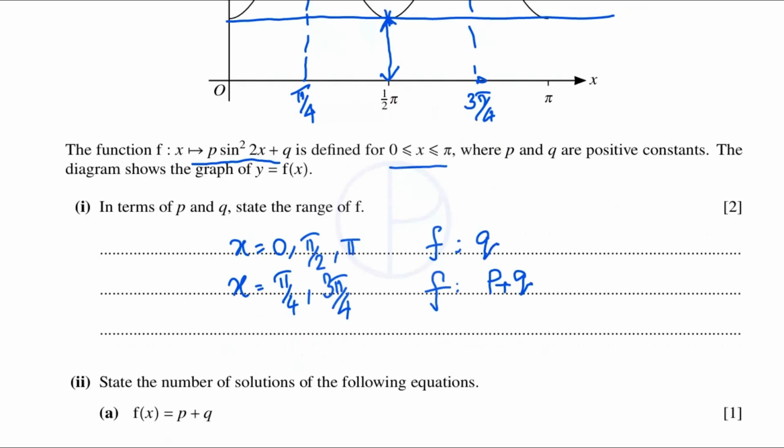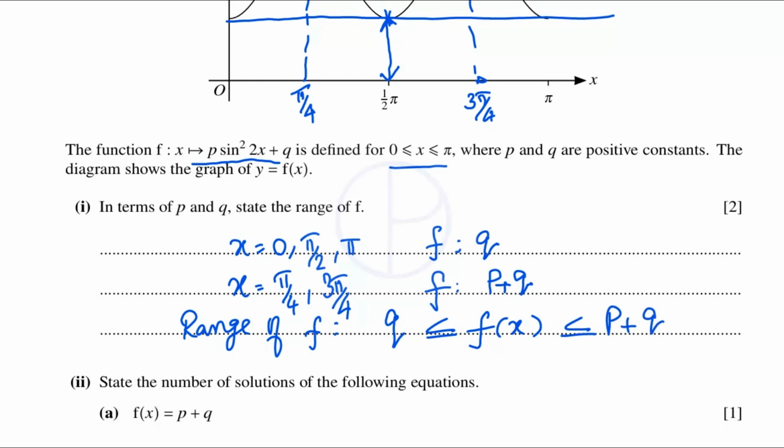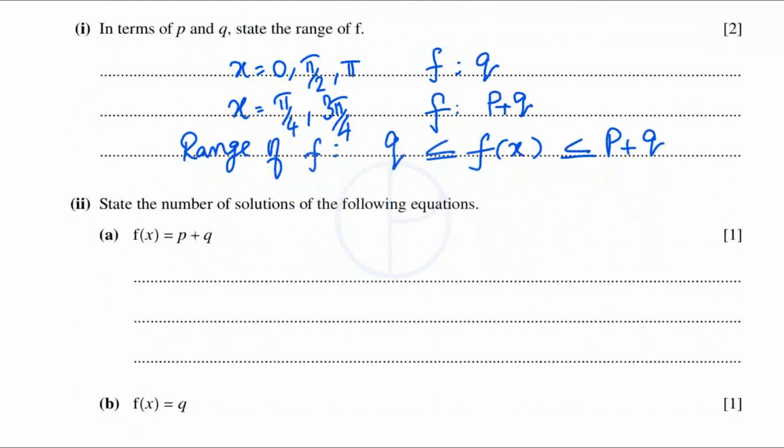So the range of f is q less than or equal to f of x less than or equal to p plus q. The next part of the question is: state the number of solutions of the following equation. f of x equal to p plus q.